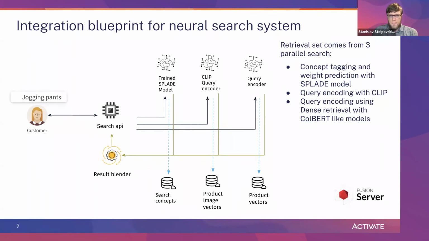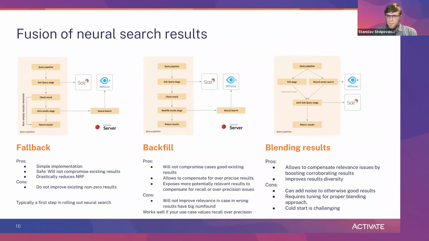And then when we have results from all these 3 approaches, we send all these results into the Result Blender. Result Blender is a system that helps us to create the final result set, which we will be returning to the user, based on the 3 result sets that we have in the intermediate retrieval stage. And when we do this blending, we have 3 main strategies which we can use to do the blend.